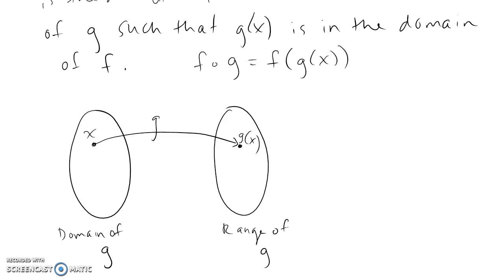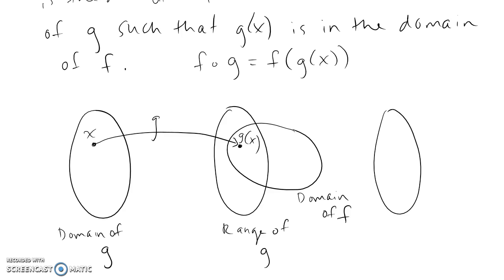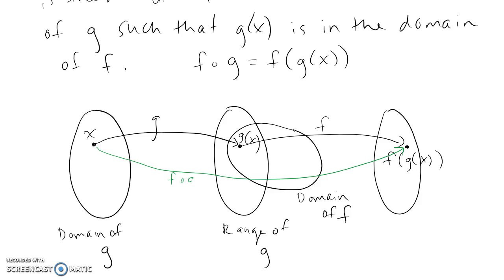If that g of x is also in a new circle here that I'm going to call the domain of f, meaning if it's in the domain of f, it has a value taken by f from its domain to its range. So we would call this f of g of x. So since this x ultimately gave us a value in f of g of x by the function f of g, right? We would say that this x is in the domain of f of g.